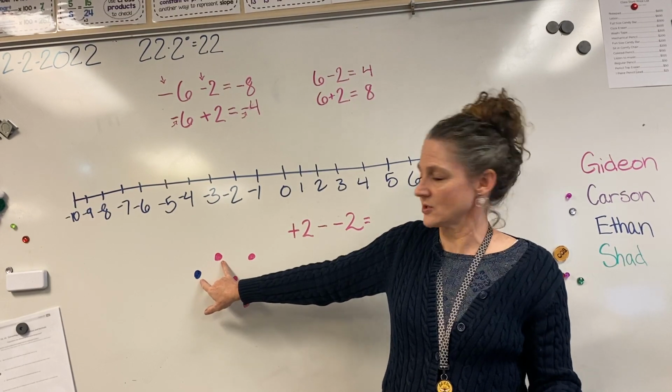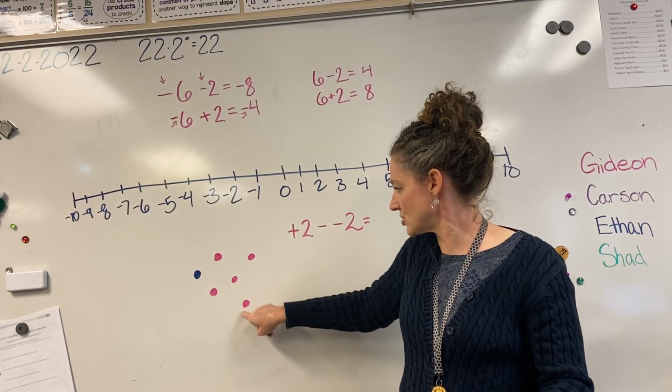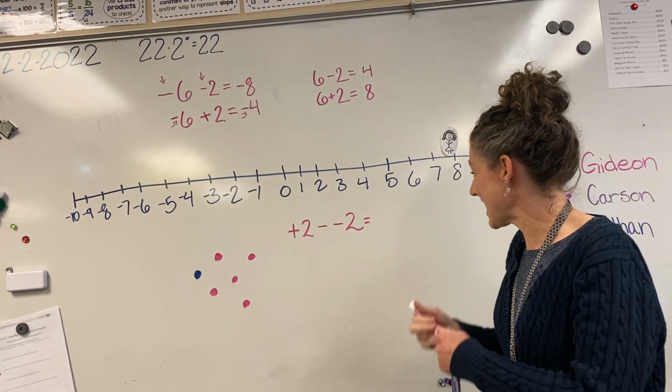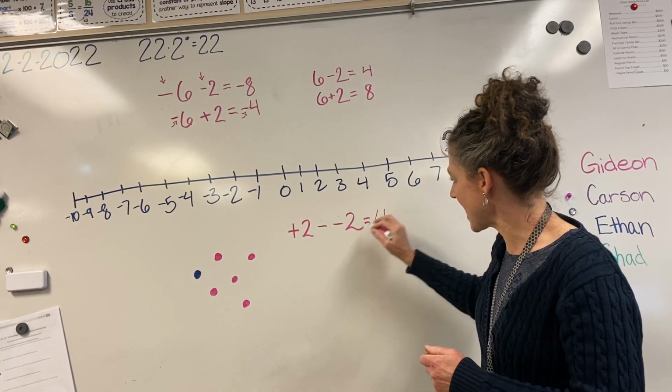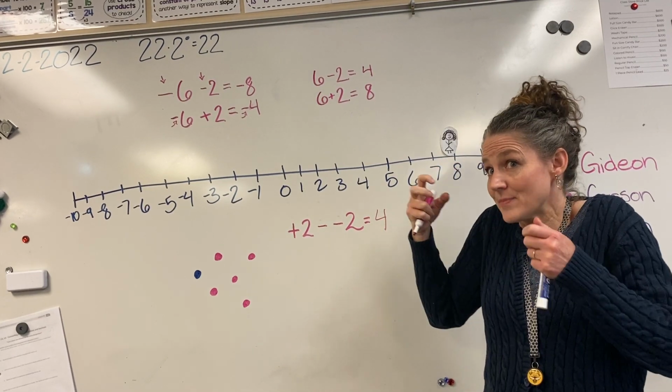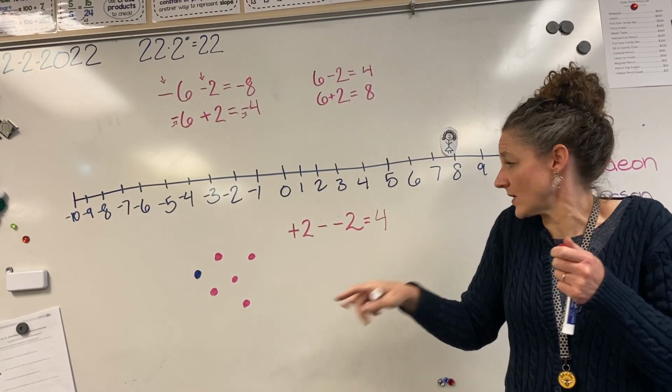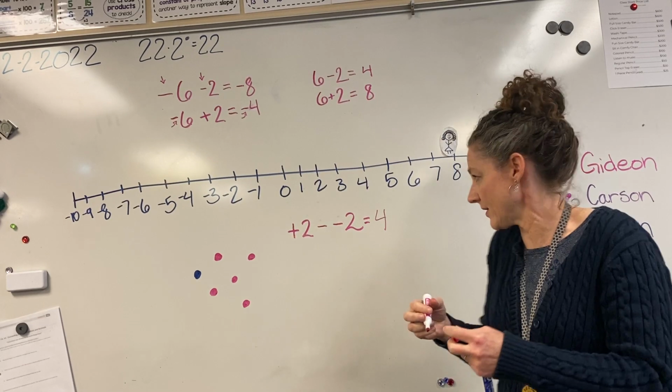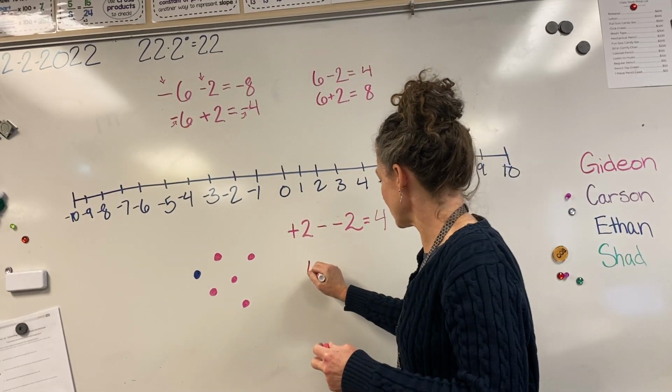This still cancels out to be 0, but then I have 1, 2, 3, 4. Mathematically, it's the same as adding them. 2 plus 2 is 4. But what's really happening is I really did take away a negative. There are fewer negatives there. Okay? So now I'm sitting there with 4.